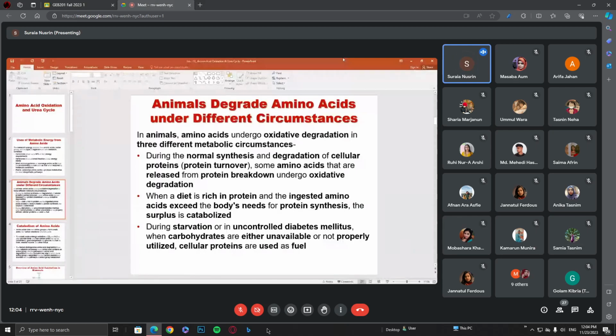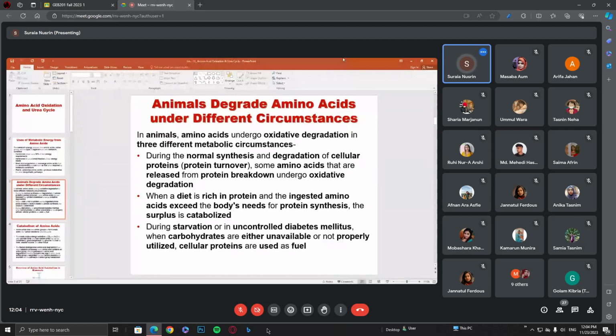Another one, if we have a diet which is rich in protein, the amino acids we get from the protein will at first be used to synthesize the body's protein requirements, and after that, if there are remaining amino acids, those amino acids can then be catabolized.